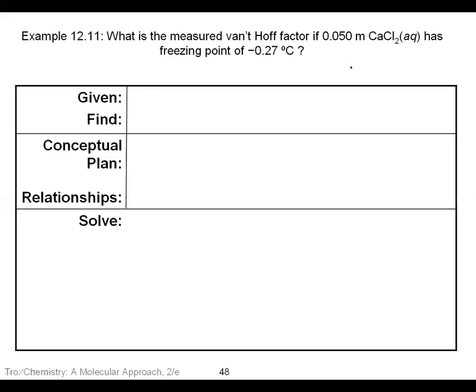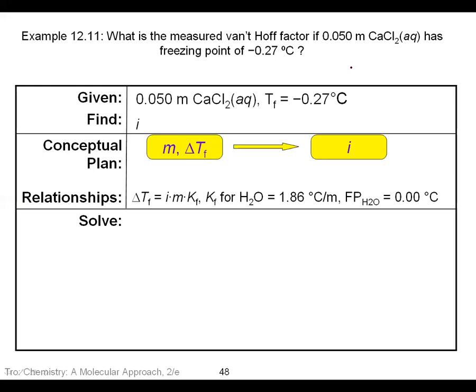Now we could actually calculate the van't Hoff factor using some of that information. So in this particular problem here, they want to know what is the van't Hoff factor if we have a 0.05 molality solution of calcium chloride, and it has a freezing point of minus 0.27. So again, here we would use our freezing point formula, but we would include the i here. And that is because the solute we're dealing with is ionic.